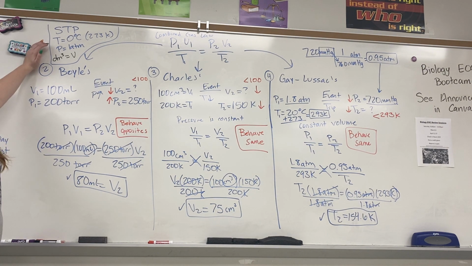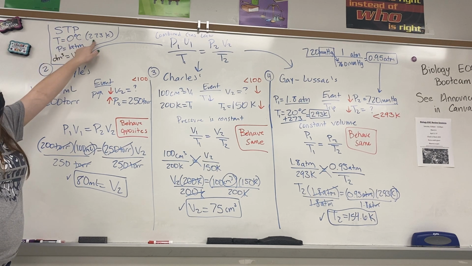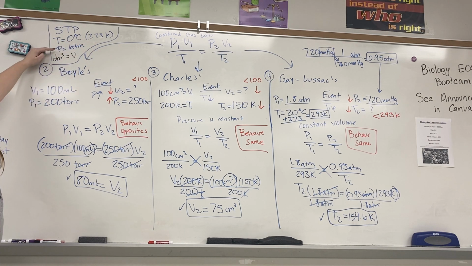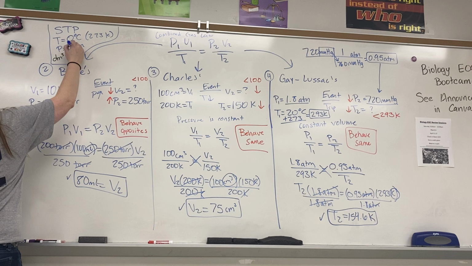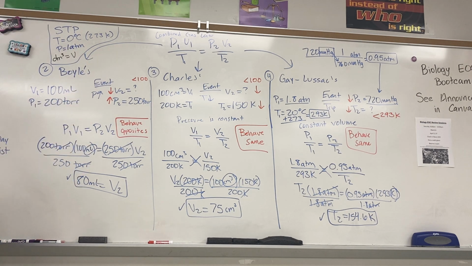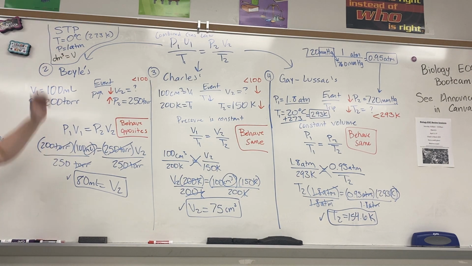The other thing is if you have STP. So STP stands for standard temperature and pressure. Standard temperature is 0 degrees Celsius, which is also 273 Kelvin. Standard pressure is 1 atm, but you may need to convert it into another unit in order to do your problem. But standard pressure is 1 atm.